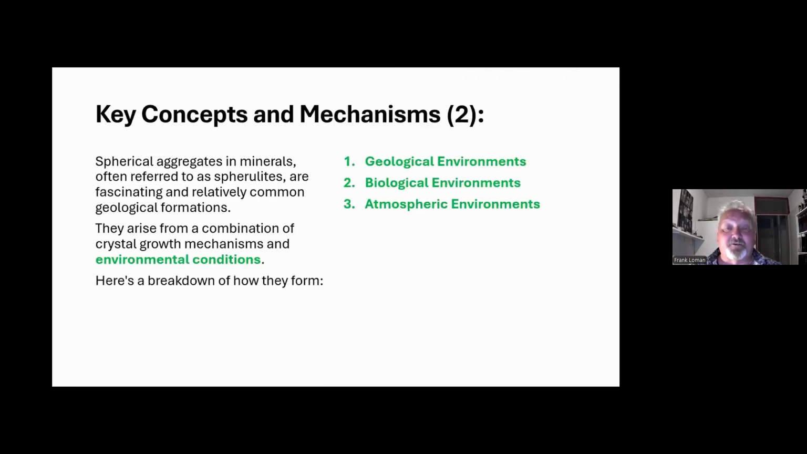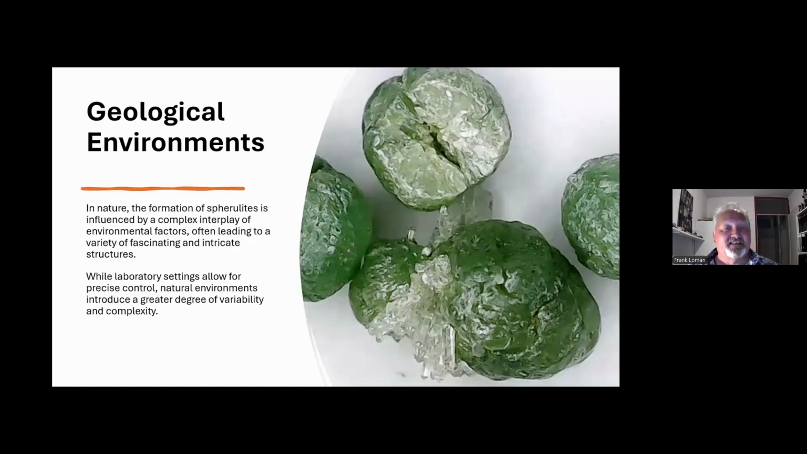We also have environmental conditions, and we distinguish three forms: geological, biological, and atmospheric environments. Geological environments. In nature, the formation of spherulites is influenced by a complex interplay of environmental factors, often leading to a variety of fascinating and intricate structures. While laboratory settings allow for precise control, natural environments introduce a greater degree of variability and complexity.